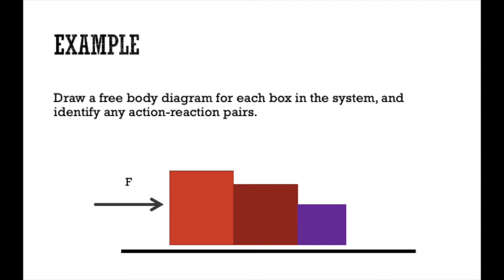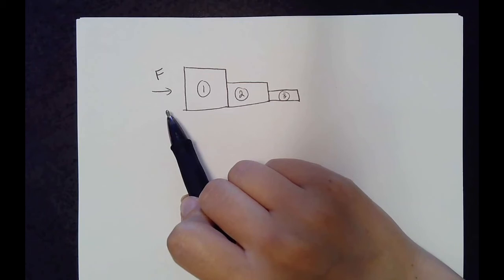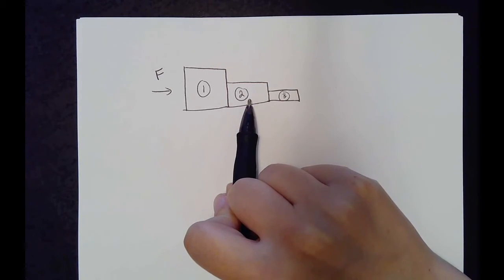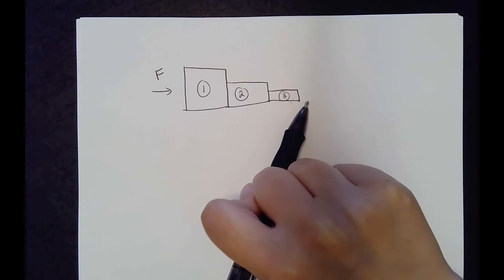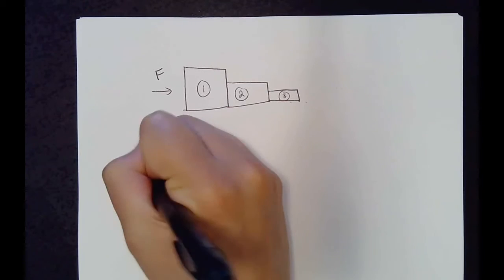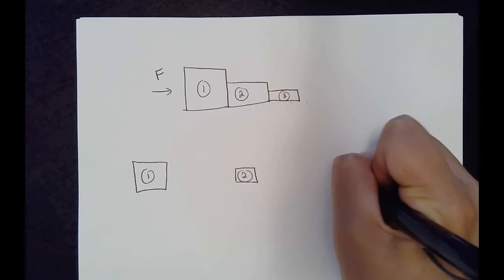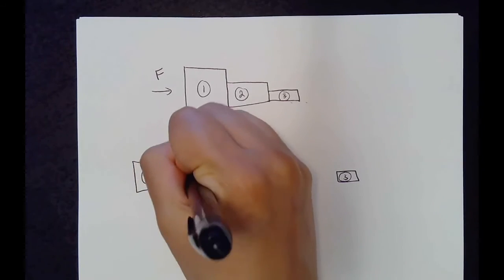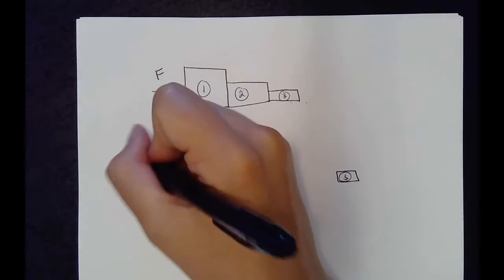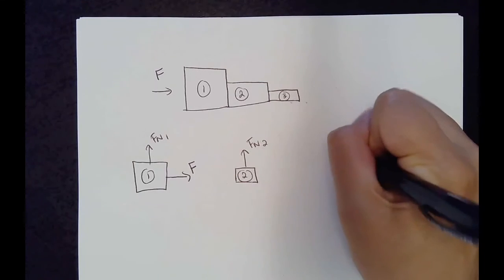For our last example, we'll draw a free body diagram for each box in the system and identify any action-reaction pairs. Okay, so the system looks like this. We have an applied force F acting on a larger box, which pushes into a second box, and then that pushes into a third to accelerate the entire system. So I'll draw each box separately, box 1, box 2, and then box 3 here. F acts on box 1, I'll add that in. Also, of course, we can go ahead and add Fn on each box and Fg on each box.